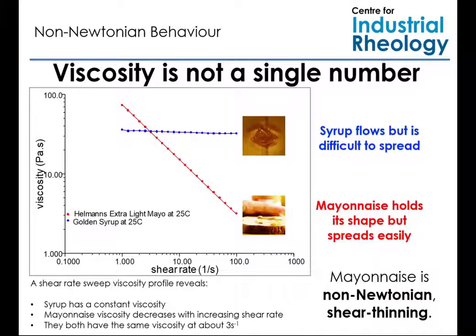This brings us to our first key idea, in that viscosity is not a single number. For non-Newtonian materials such as emulsions, suspensions, gels, and surfactant systems, the viscosity of these materials will change depending on how you interact with them, specifically in terms of the shear applied.